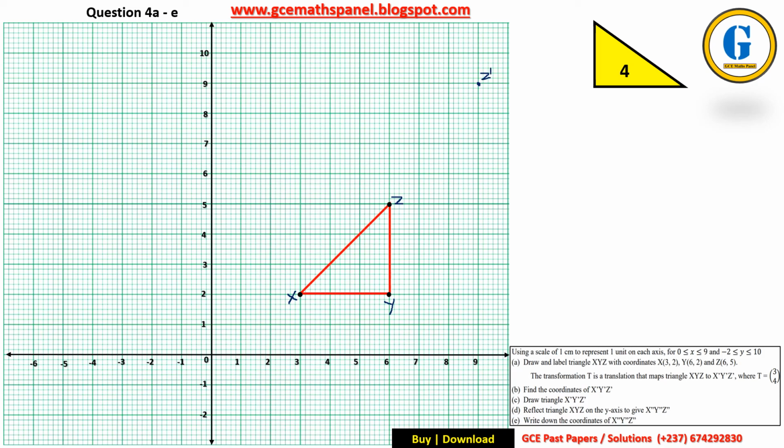Then for Y prime, it has to move 1, 2, 3, then 1, 2, 3, 4. So this will be Y prime. And X has to move 1, 2, 3, and 1, 2, 3, 4. So this will be X prime here. If I move the triangle, let's see what happens. You can see the triangle moving, and then it moves up by 4 units. Bam. So that is it. It moves 3 units to the right and 4 units up, or you can do the calculation step by step. Take each point and add 3, 4 to it, and you get all of these points.